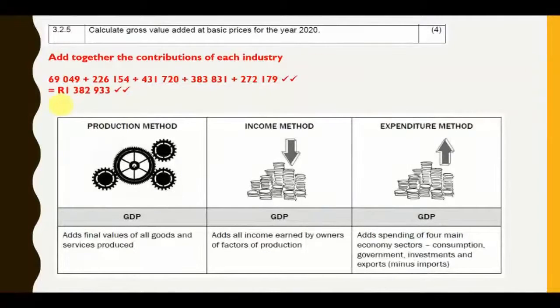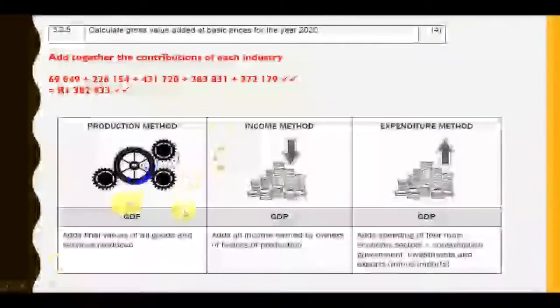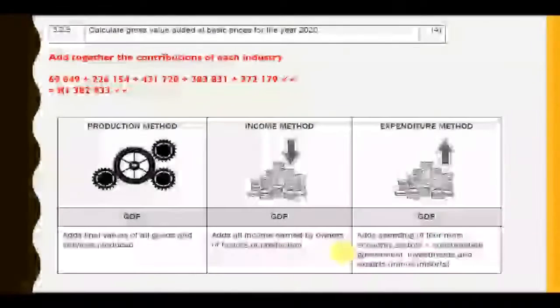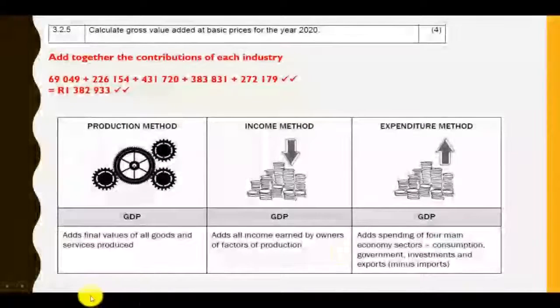And then just to end off, a reminder, grade 12s, of our 3 methods of calculating GDP. So we've got the production method, which we have just looked at, adds the final value of all goods and services produced in the different sectors. We've got the income method, which adds income earned by owners of factors of production. So that's the one which has compensation for employees, net operating surplus, consumption of fixed capital. And then we've got the expenditure method, which is closely tied to the circular flow, leakages and injections. And this adds the spending of the 4 main economic sectors: consumption, which is households, government, investment, which is businesses, and exports minus imports. So those are the 3 different methods.